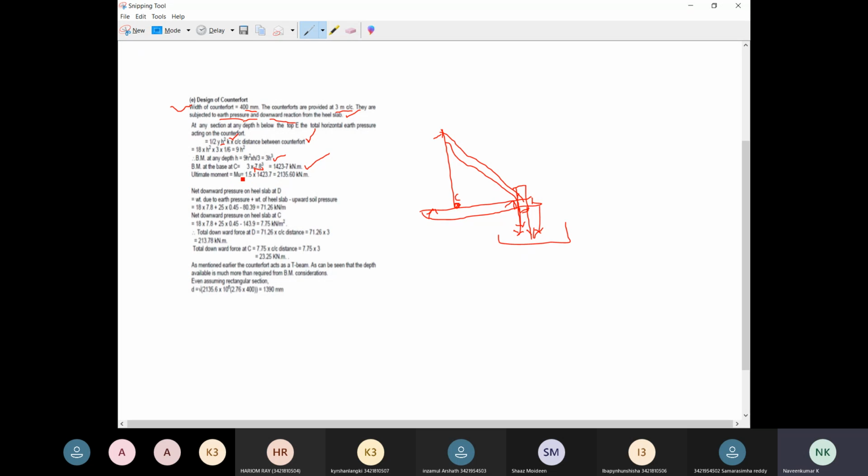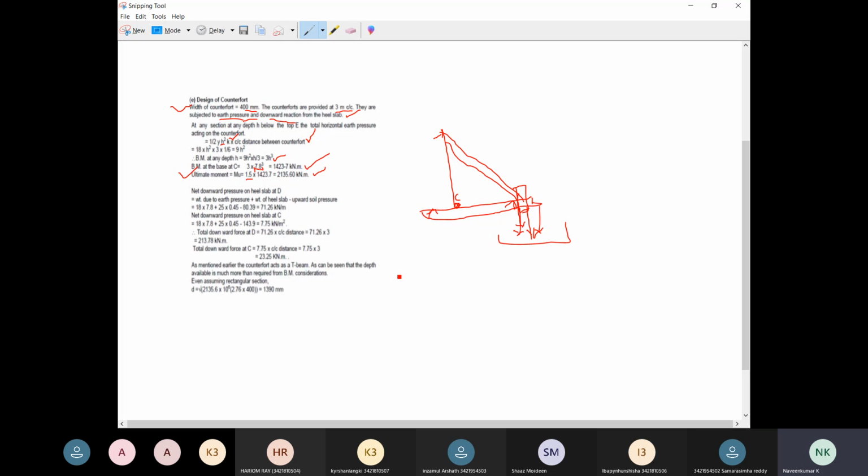The ultimate bending moment is nothing but the factored bending moment, so you multiply the bending moment by 1.5, that is a factor value, like this. So this is the ultimate bending moment of the counterfort support. Based upon this only, you are going to decide the reinforcement to be provided in the counterfort support.